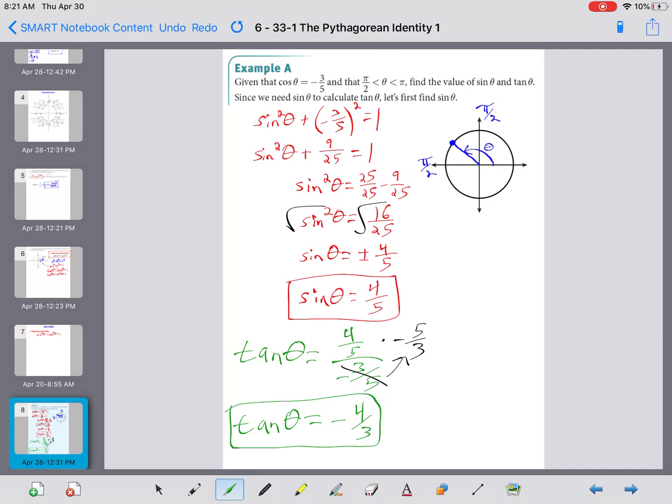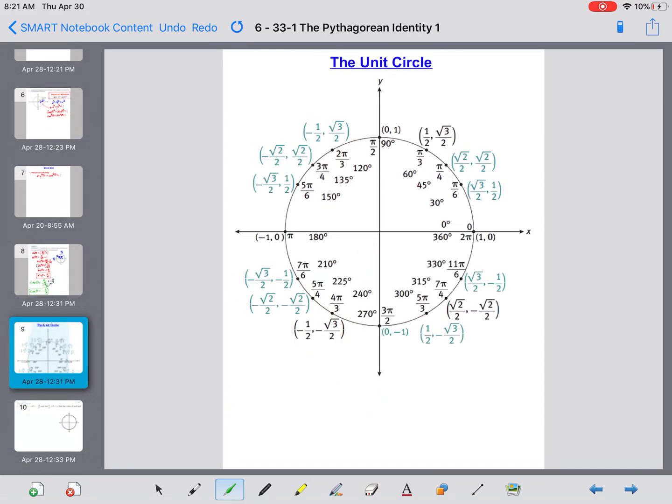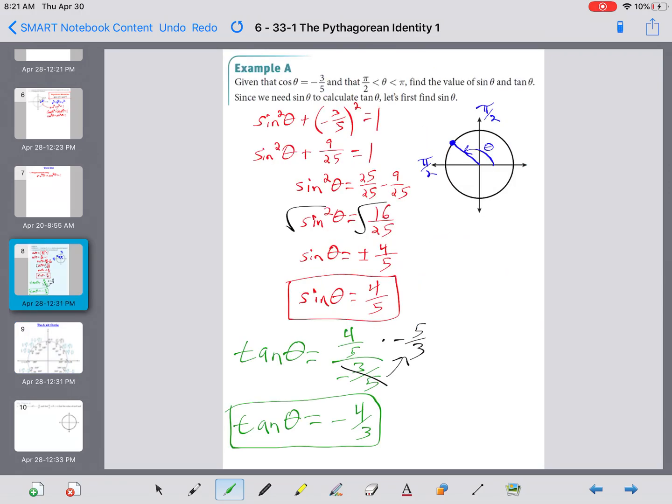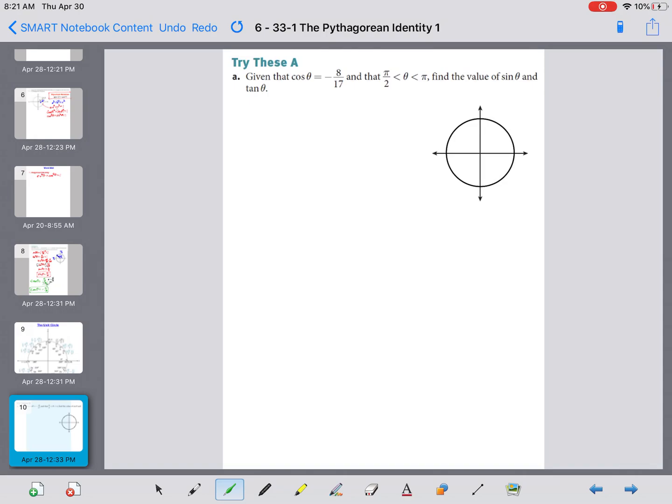All right, so there we go. A different way to find the sine, cosine, and tangent ratios if it's not on the unit circle. And remember, we're given the cosine of theta equals negative 3/5. That's nowhere on the unit circle, so we can't use it. We can't make any of our special right triangles.